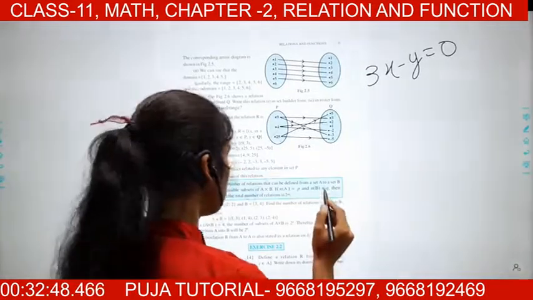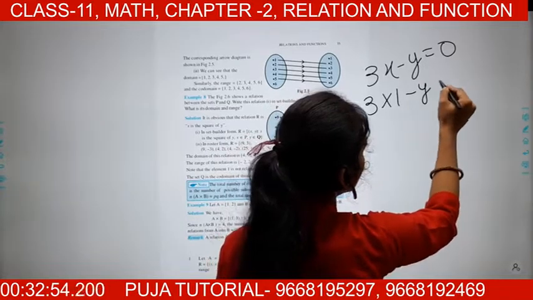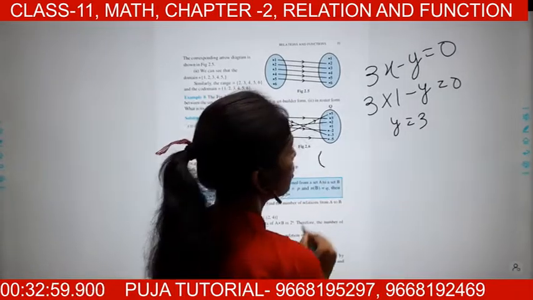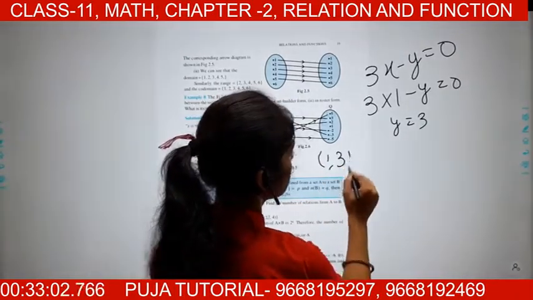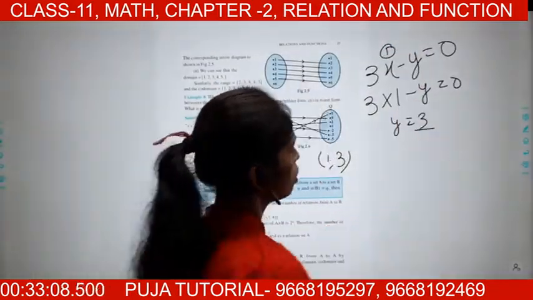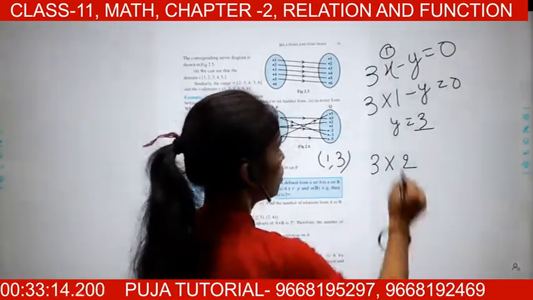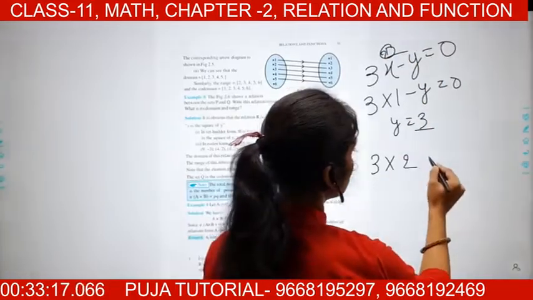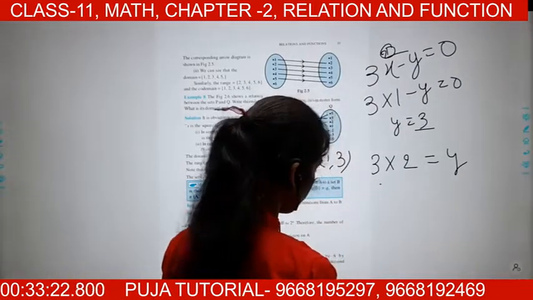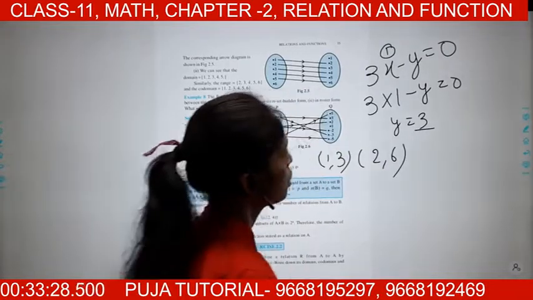Then let's put x as 1, and what we get? y is equal to 3. Then what ordered pair do we make? (x, y): we put x is equal to 1, we get y is equal to 3, so 1 and 3. And now let's put x is equal to 2. Then y is equal to 6. So the second ordered pair will be 2 and 6.